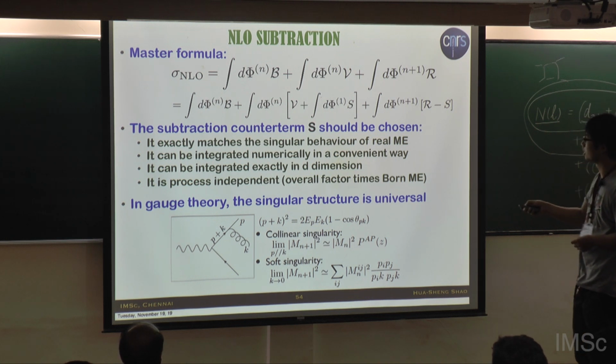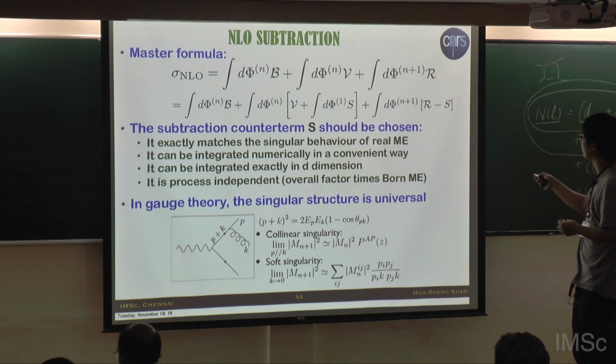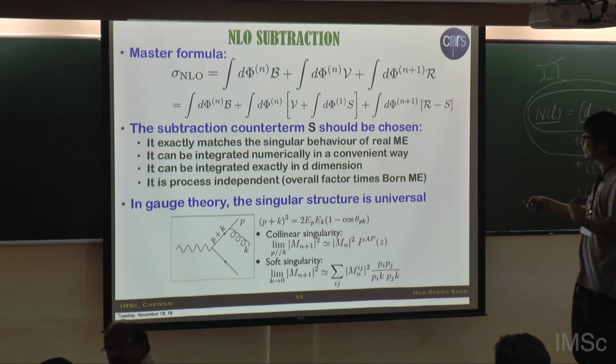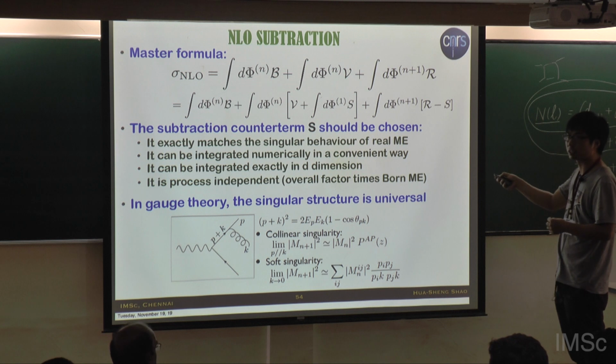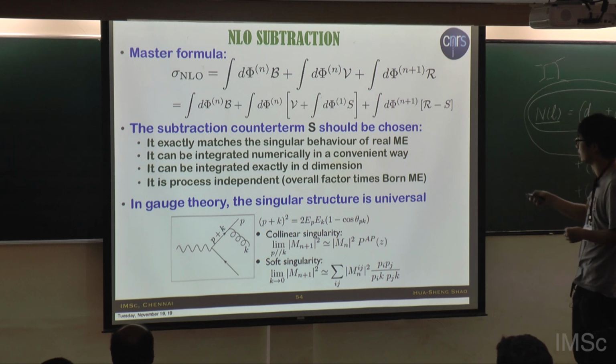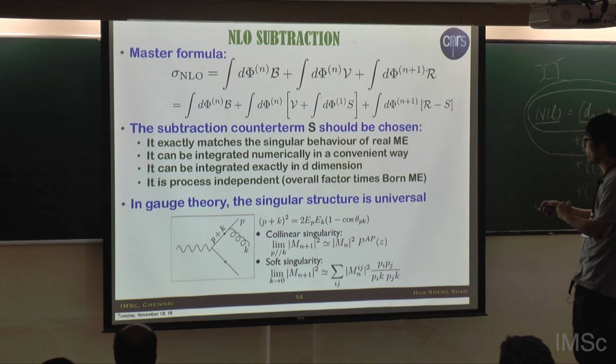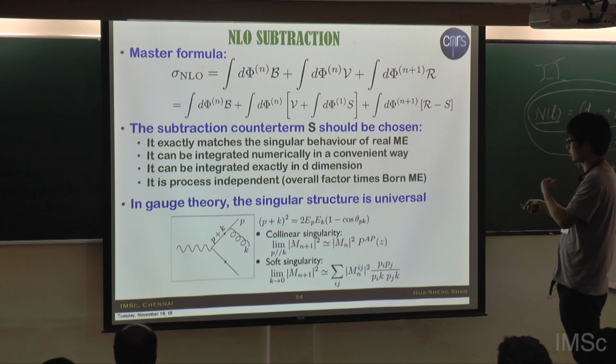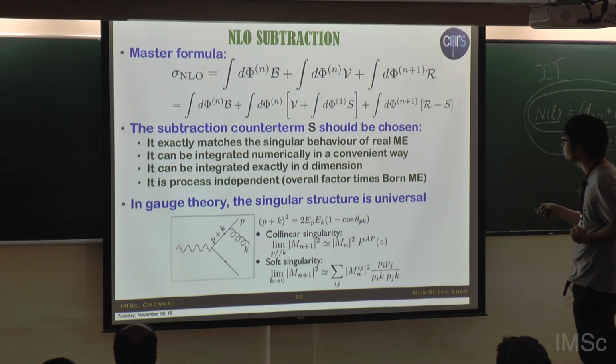The only thing is you need to exactly match a single region of a single behavior of a real matrix element, and it can be integrated numerically in a commutative way, and it can be integrated exactly in d dimensions for one bounded phase space point, one bounded phase space, right? And it should be process independent, over a factor of the Born matrix element, okay?